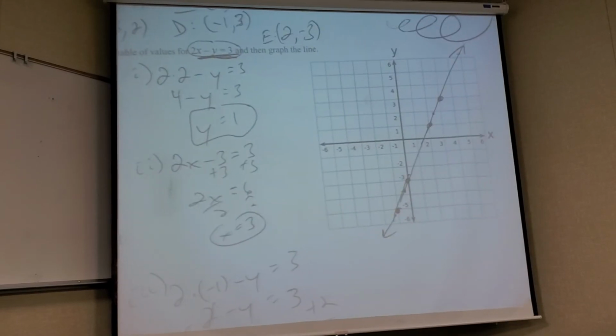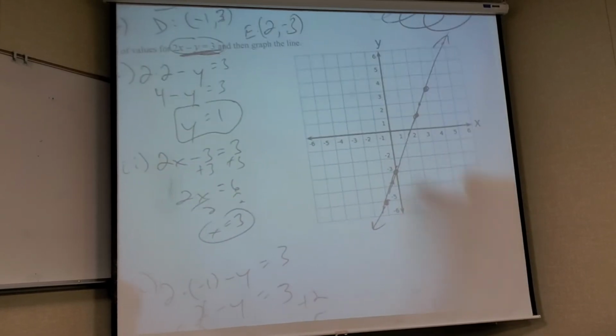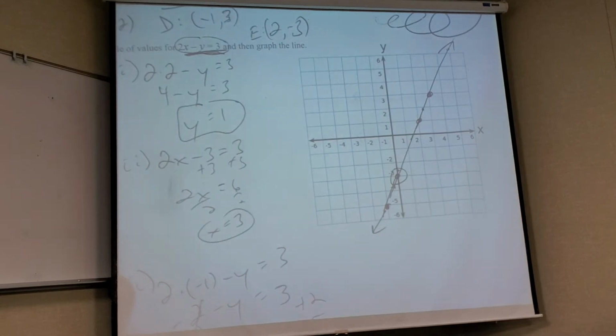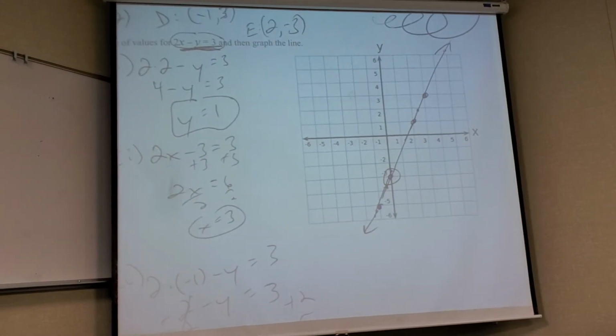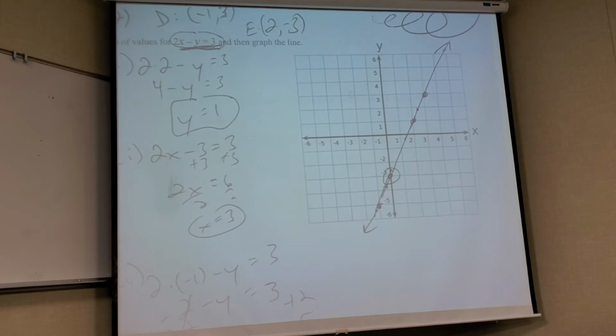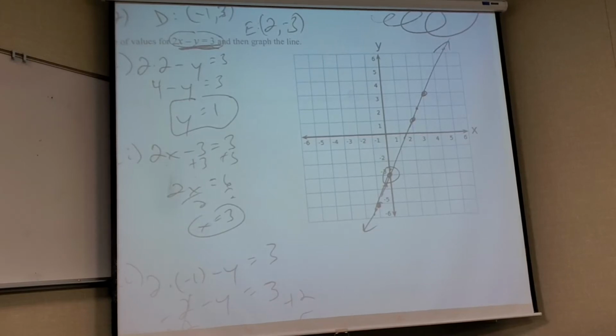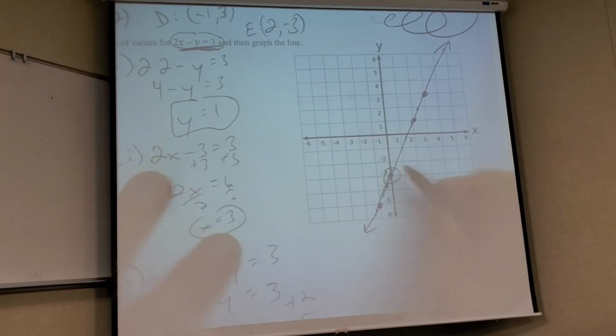Is everybody cool with this? What's special about this point right there? It's on the y-axis. So that would be where the line intercepts the y-axis. So remarkably enough, the creative geniuses that are math people said, let's call it the y-intercept. So that's the y-intercept.